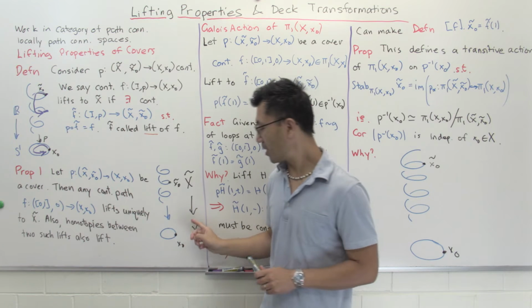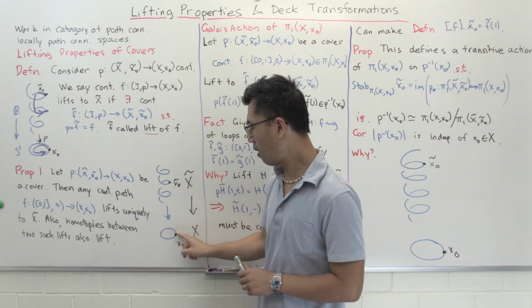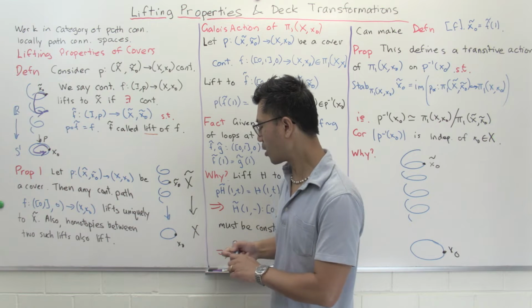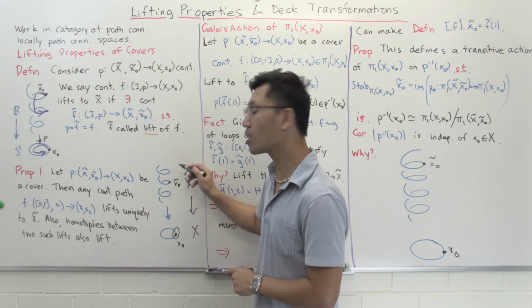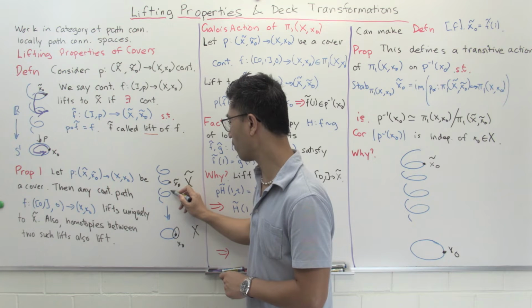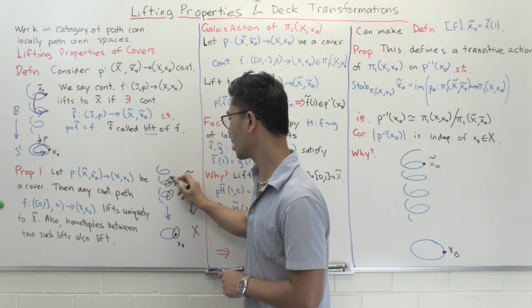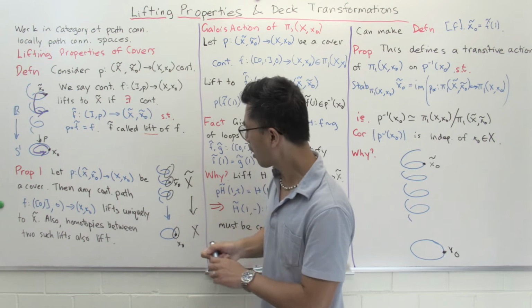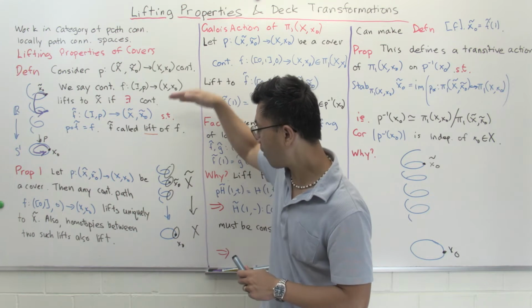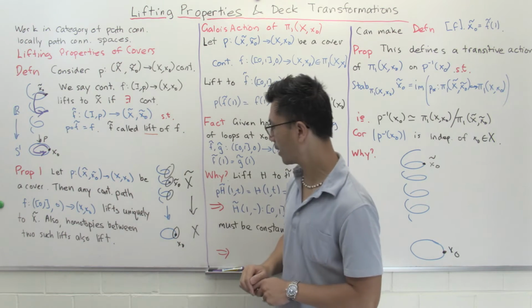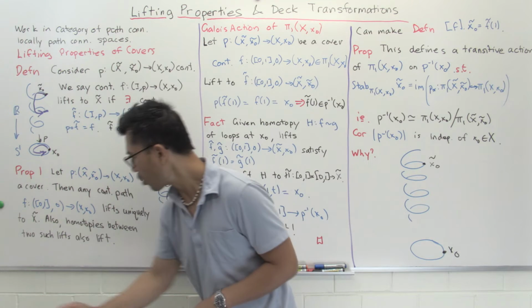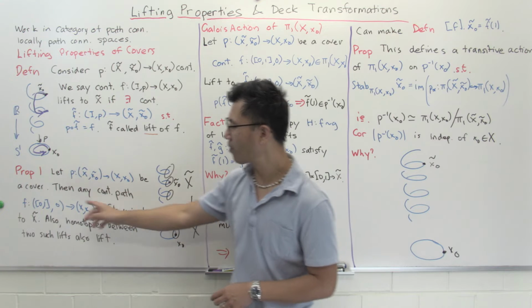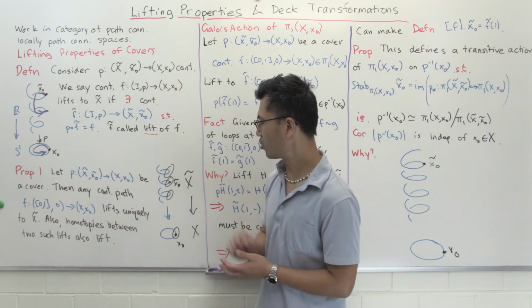Being a cover means that on an open neighborhood of this point, you can make that small enough so that its pre-image is the disjoint union of things which are homeomorphic to this one by this projection map. That's what you have. And so let's try to define as much of the path in the lift as you can.